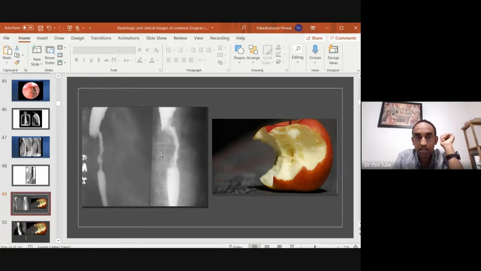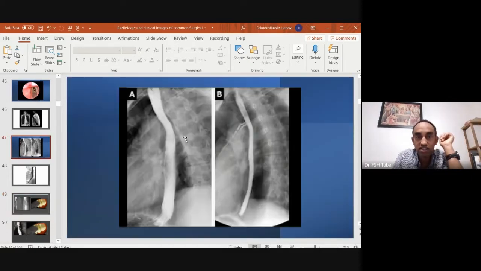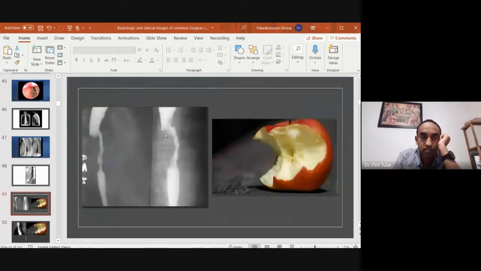We call that a filling defect, right? So this is a filling defect. It was supposed to be filled by the contrast, like this, right? The contrast was supposed to fill the entire lumen. But in this case, there is a filling defect because there is a mass growing.